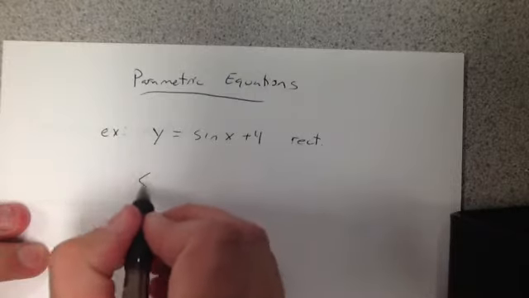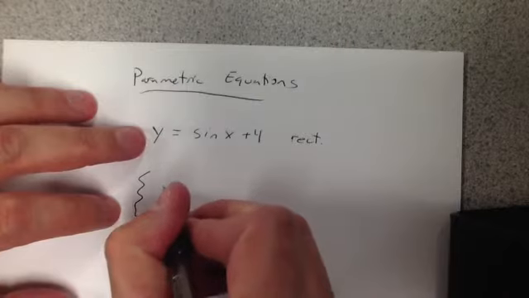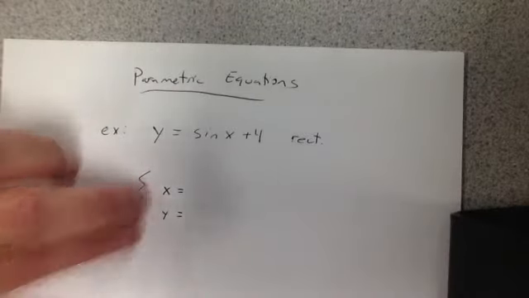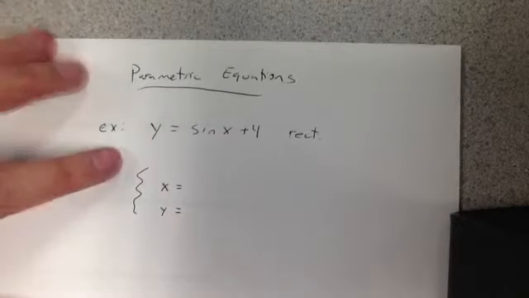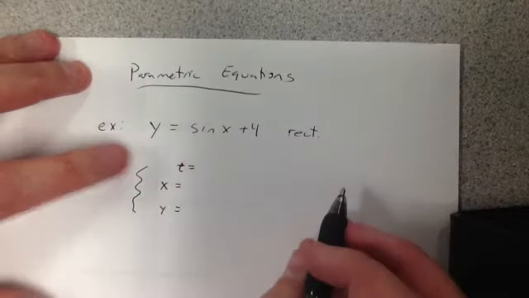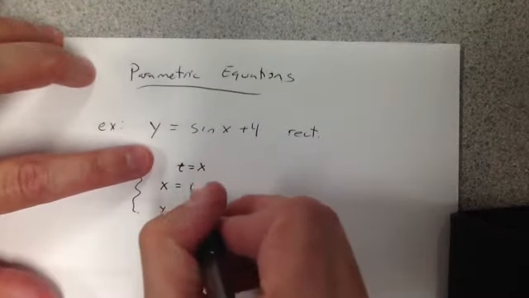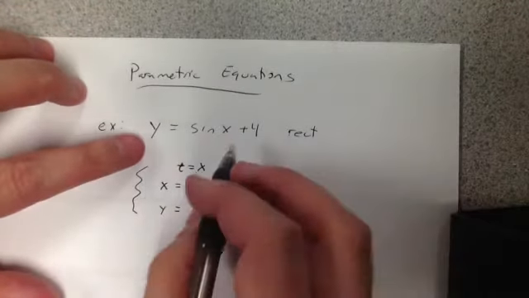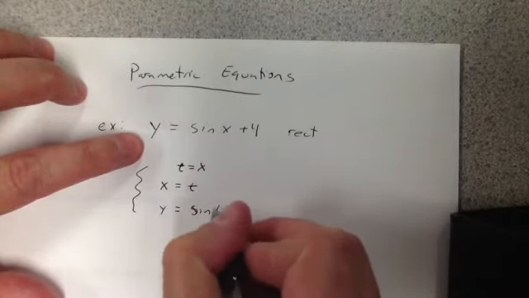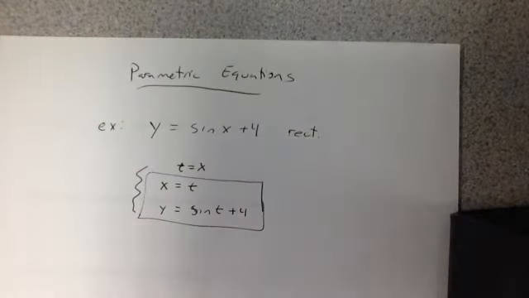And if we want to write this as a parametric, all we do is write this in terms of x equals and y equals. So in other words, x and y are independent of each other. To do that, we need a third variable, t. And for the easy part, let's let t equal x. So if I let t equal x, and of course x is equal to t, our parametric is going to be y equals the sine of t plus 4. And there's our parametric equation.